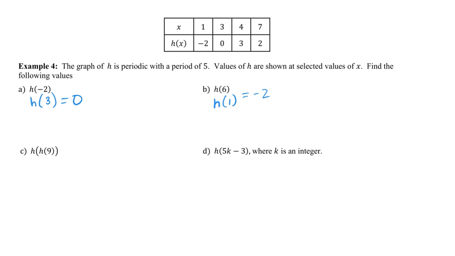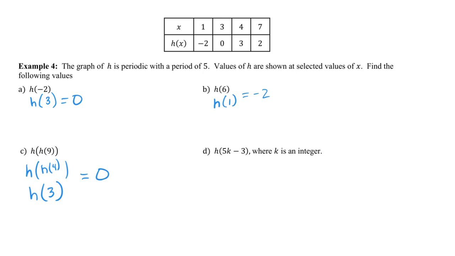Check out C. This is a composite. We just did that a couple lessons ago. So I can't do anything with the outside yet, but we can work on the inside. H of 9 is too big, so I'm going to subtract 5, and now I have h of 4. Well, I know what h of 4 is. H of 4 is 3. So I'm going to rewrite that as 3. And now I can look for the input of 3, and what is my output? I get 0.